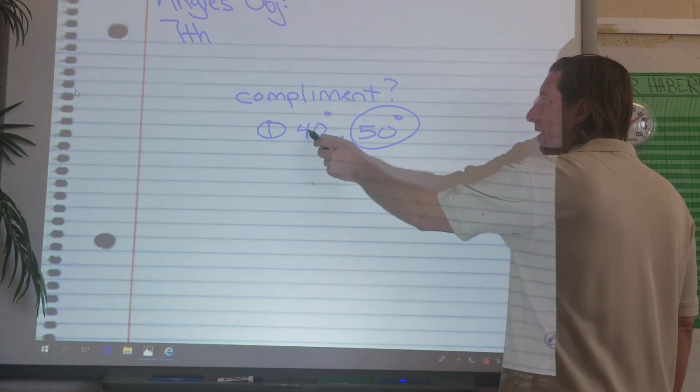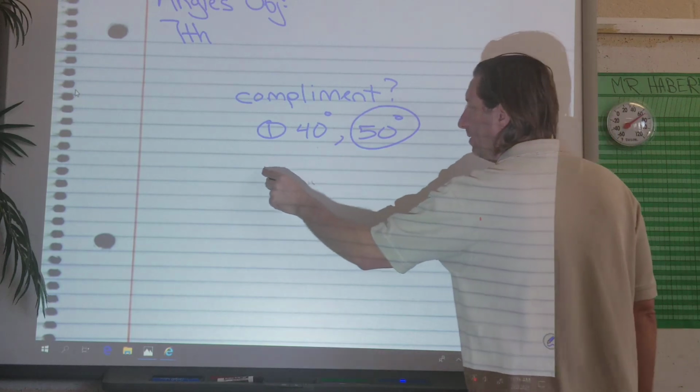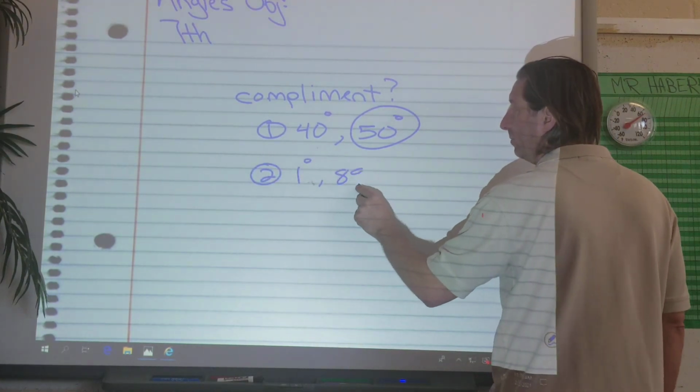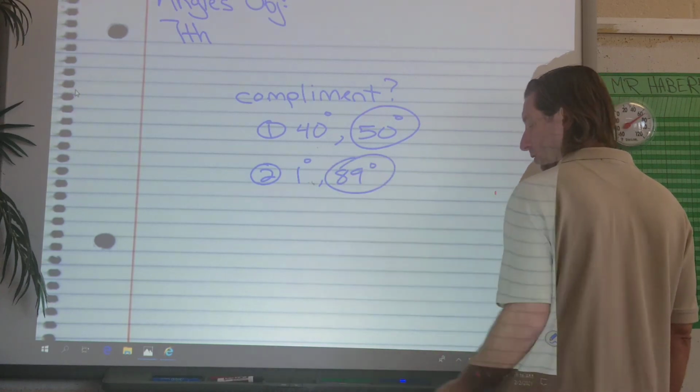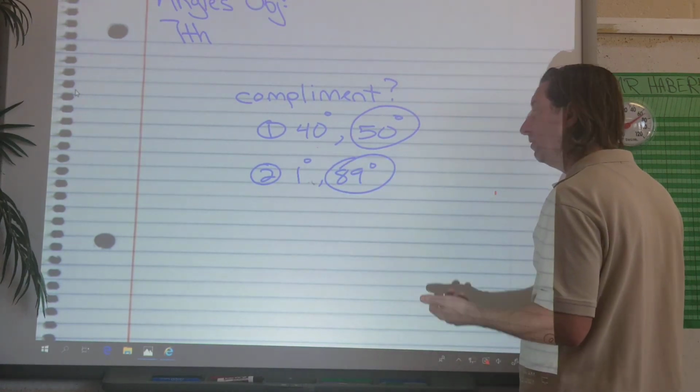So some of them, they don't have a picture, but they tell you it's going to be a complement. It means it's going to add to 90. So if they told you 1 degree, you would say 89 degrees. Make them add to 90, okay? That's all there is to it. If it says it's a supplement, they add to 180.